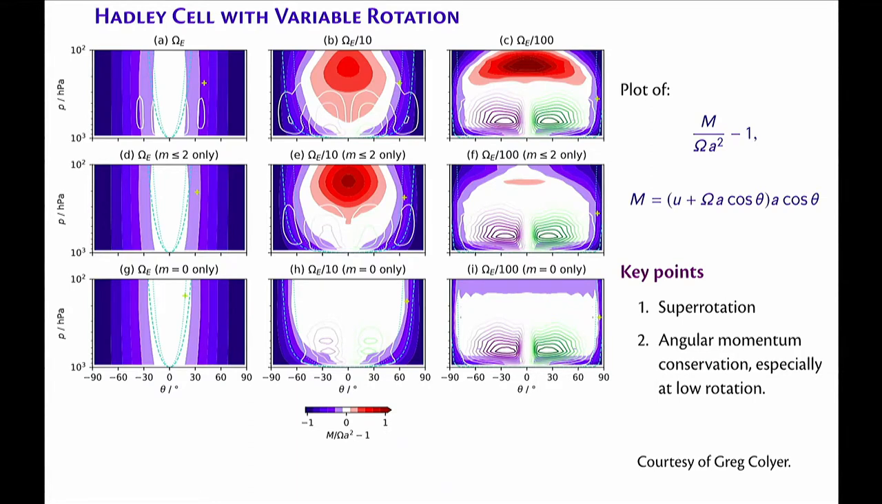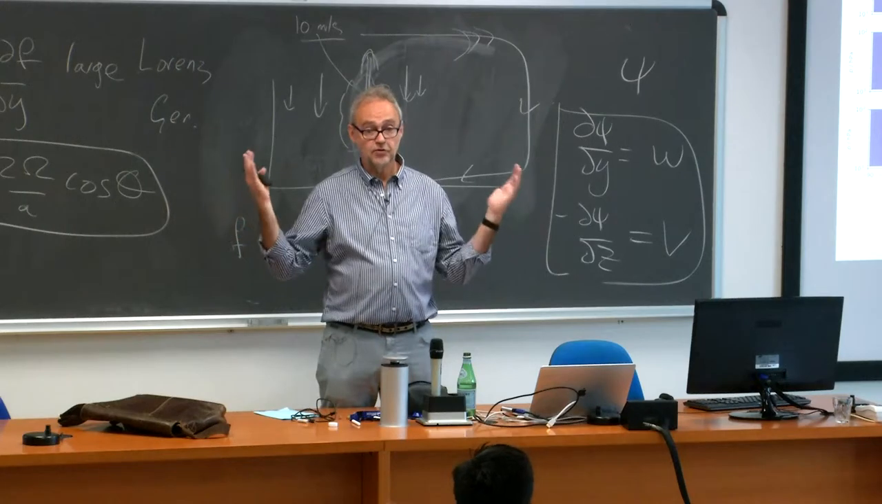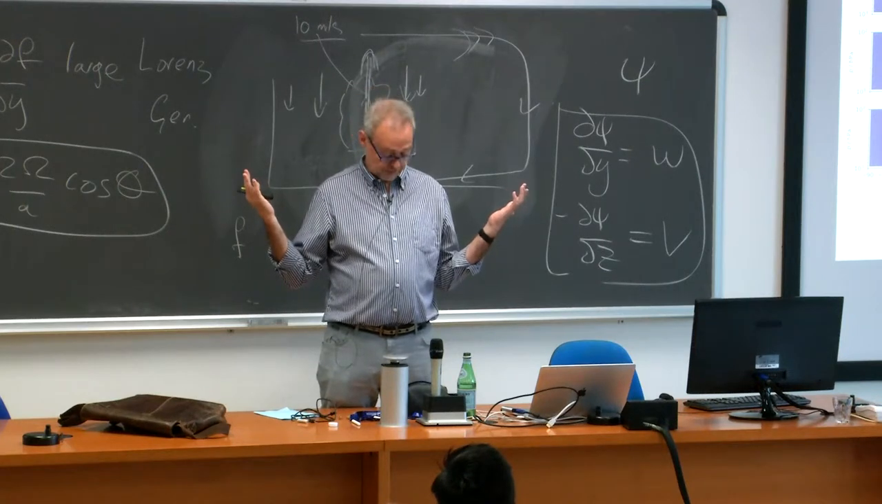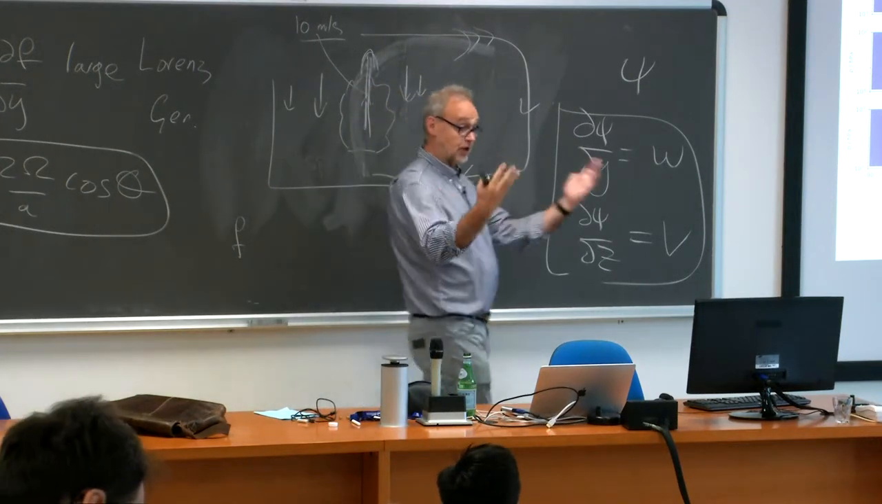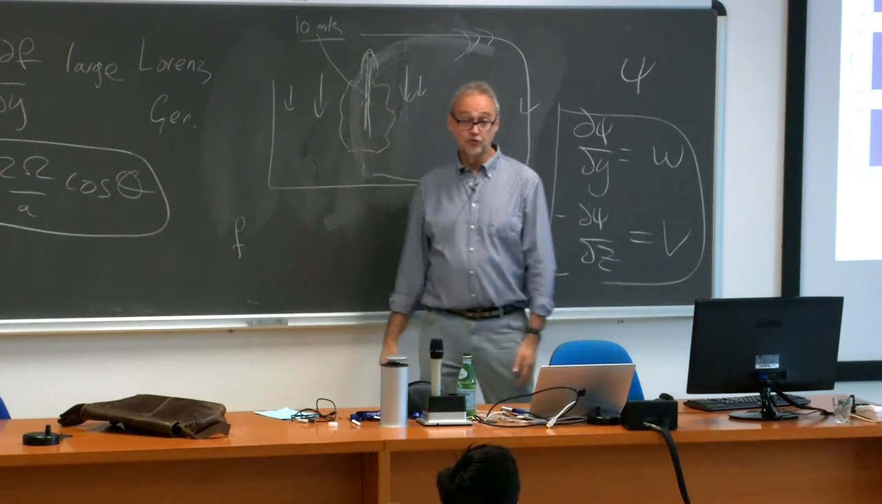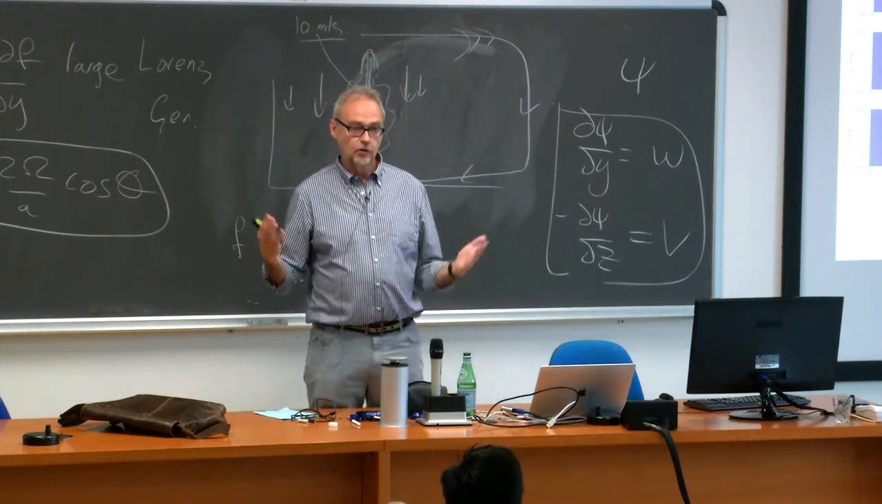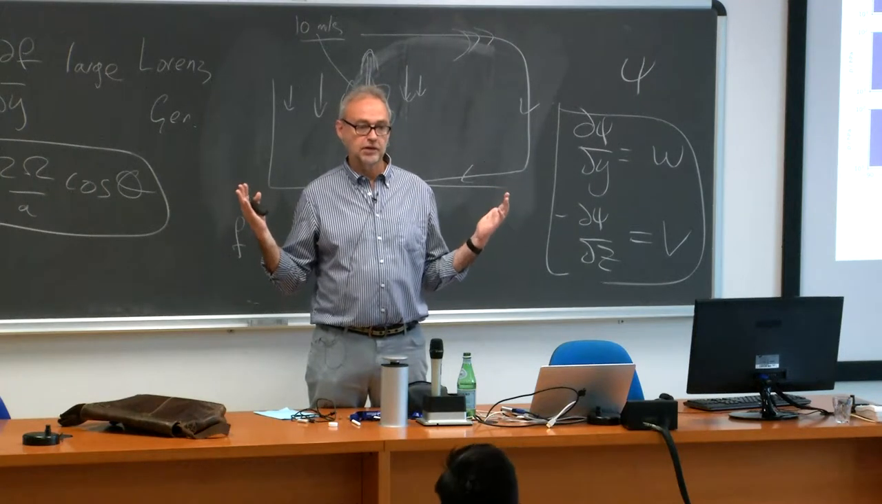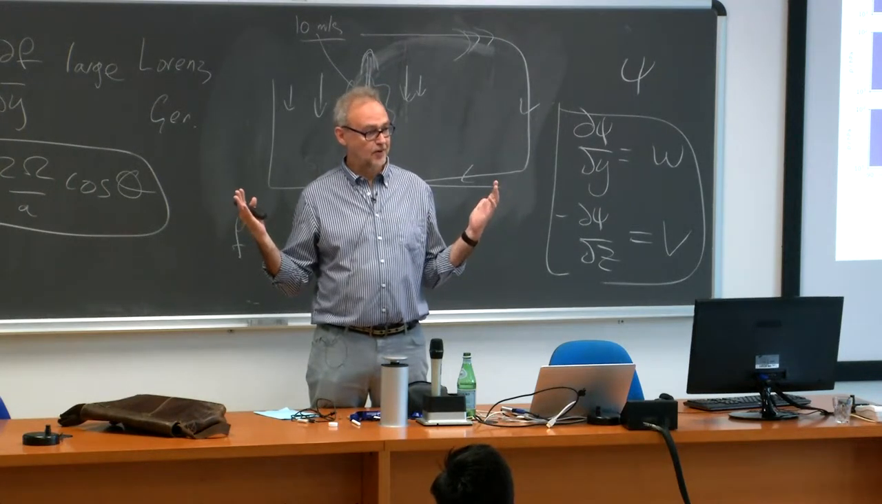On Venus, you've got winds well over 100 meters per second at high altitudes at the equator. The planet is rotating incredibly slowly. Its sidereal day, the rotation rate of the planet, is 1/200th of the Earth's. So one can almost wonder on Venus how the winds even know that the planet is rotating. It's going so slowly.